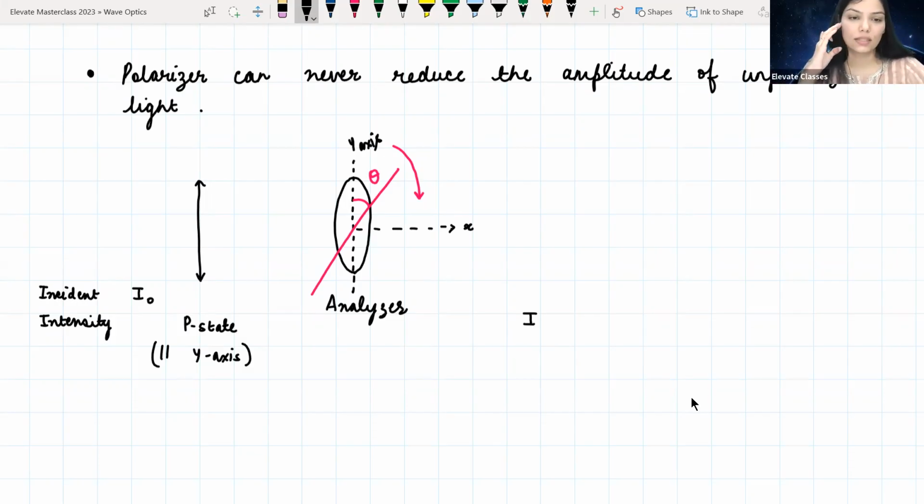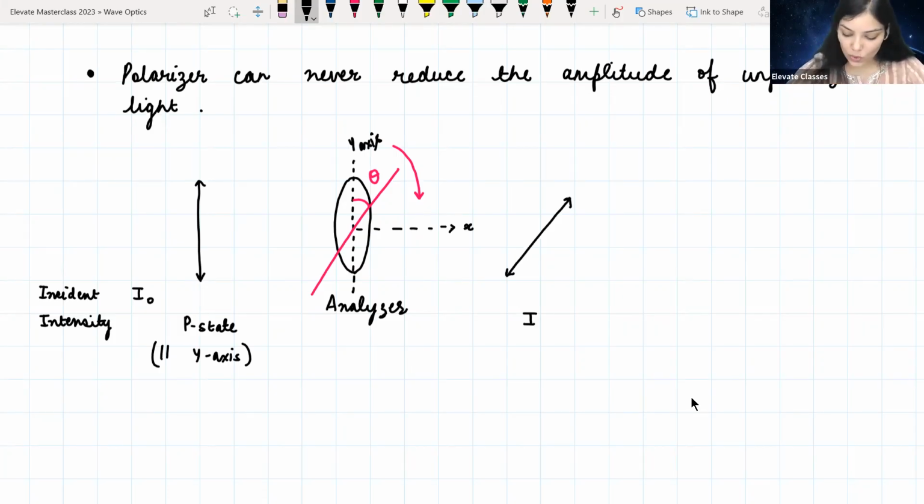y-axis. Okay. So now I know that, because what is an analyzer? An analyzer is also a polarizer. So I know that whatever transmitted light comes out here is going to be parallel to the pass axis of the analyzer. I know this. That is the property of the polarizer, that the polarizer will only pass that component of the electric field which is parallel to its transmission axis.